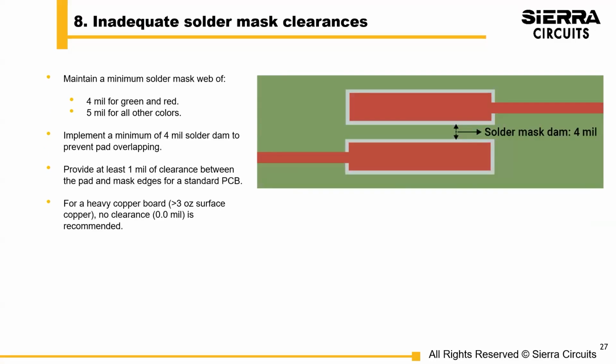To avoid pad overlapping, maintain a minimum solder mask web of 4 mil for green and red colors and 5 mil for all other colors. Implement a minimum of 4 mil solder dam. And also verify if the ratio between solder mask openings and the respective pads is 1:1.